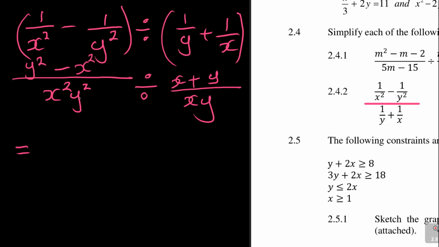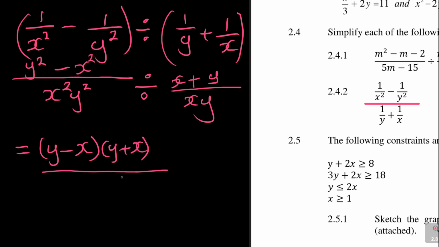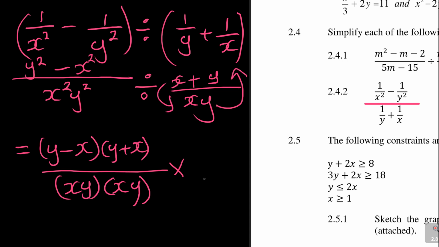Then from there, equal to, this is a difference of 2 squares at the top, it's y minus x, and then y plus x. Are you getting that? Over x squared y squared. So x squared y squared, you can actually write it like this, so that you see what is xy times xy. Okay, then you say times. Remember, when you say times, this goes to the top, this goes to the bottom. So you have got xy over x plus y. See that? Then from there you start cancelling out things.